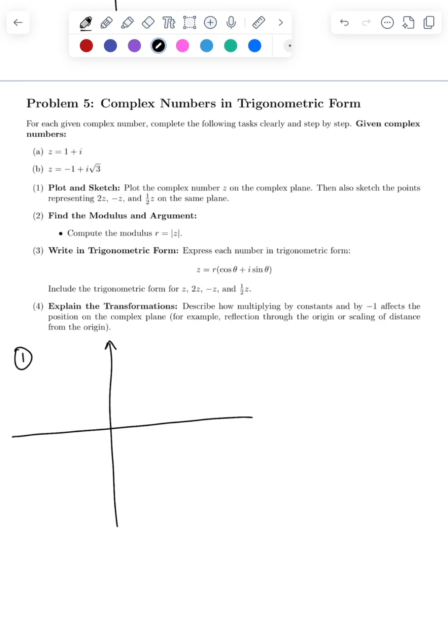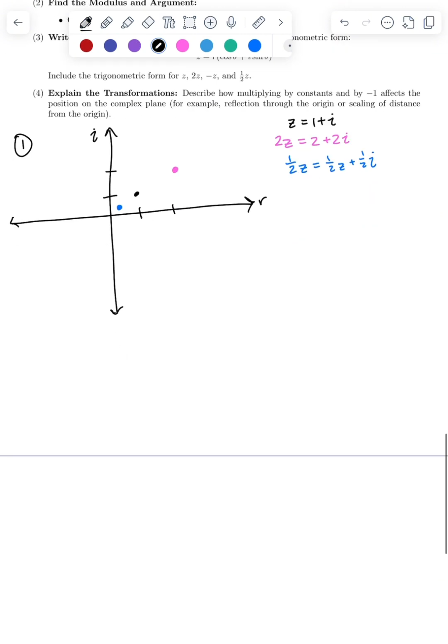So the first part, we're going to plot them. The y-axis is imaginary, the x-axis is real, and so 1 plus i. And then if we're going to do 2z, where z is 1 plus i, so 2z is 2 plus 2i. It's plotted right there. And then 1/2 of z is 1/2 plus 1/2 i, and that's right there.